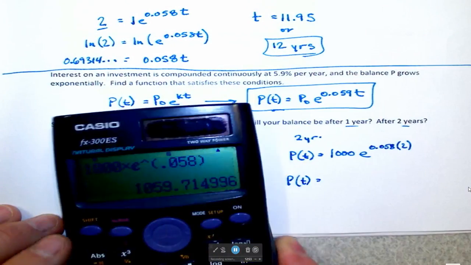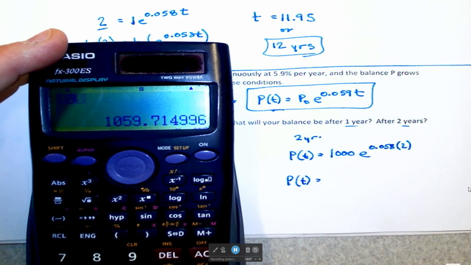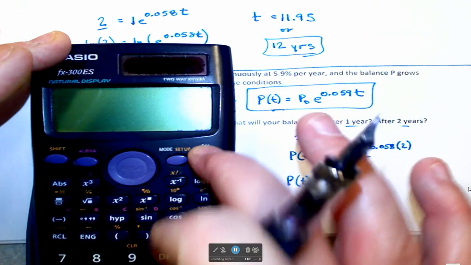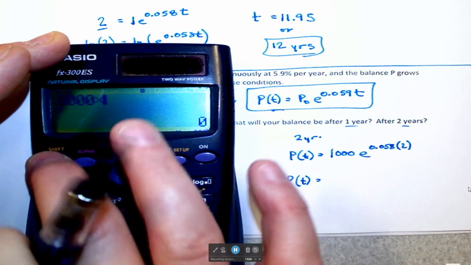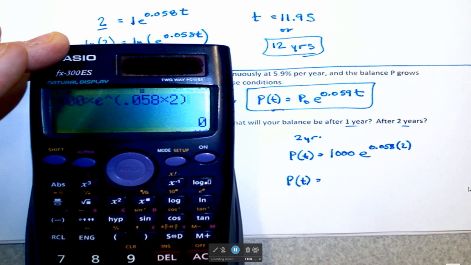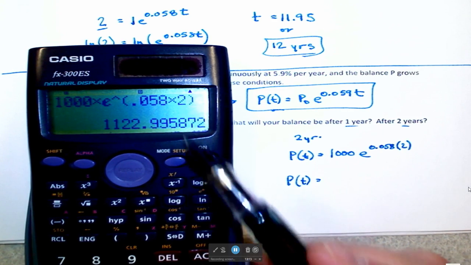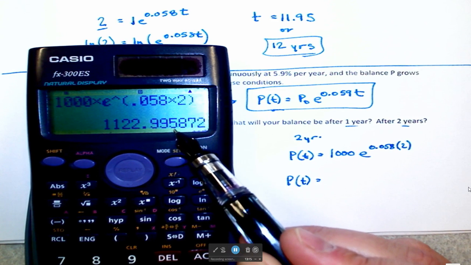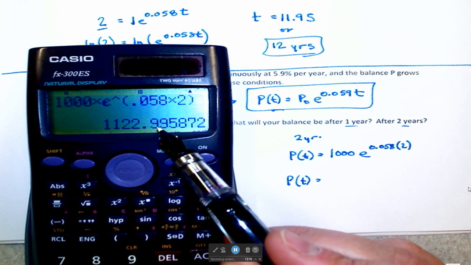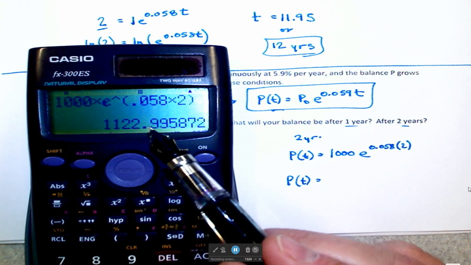And this time I'm actually going to show you the results here. So I'm going to say 1,000 times e to the 0.058 times 2. And make sure you've got that in parentheses, press enter, and we get 1122.995. Now that 5 is going to round up, which is going to add a penny to that. We add a penny to 99 cents, and you get $1. And so this will be 1123.